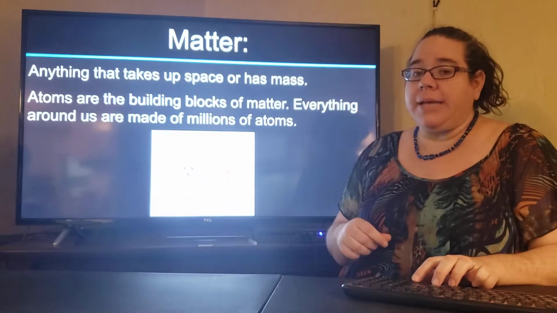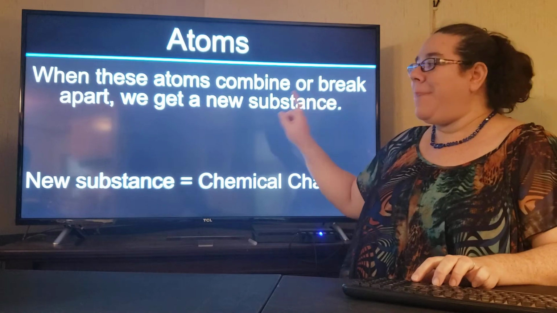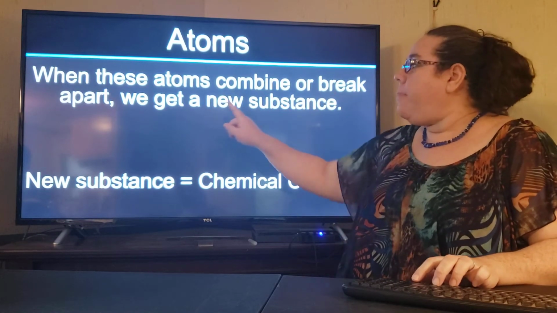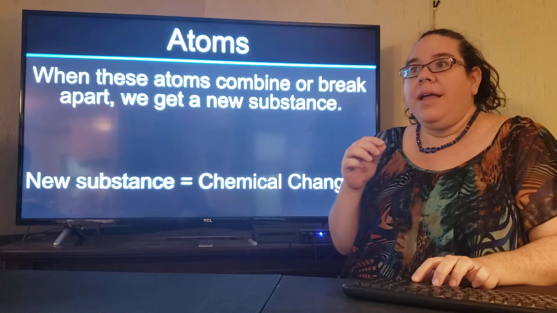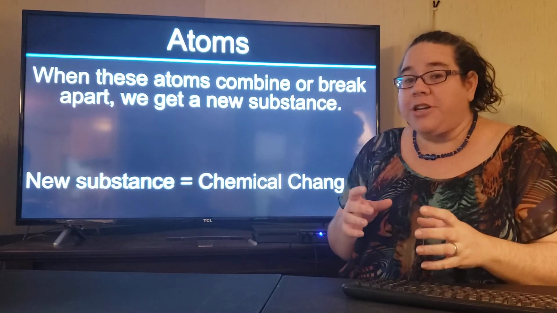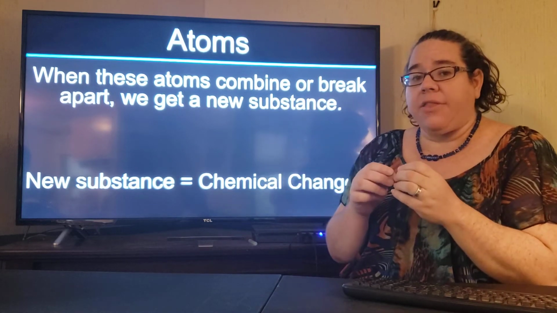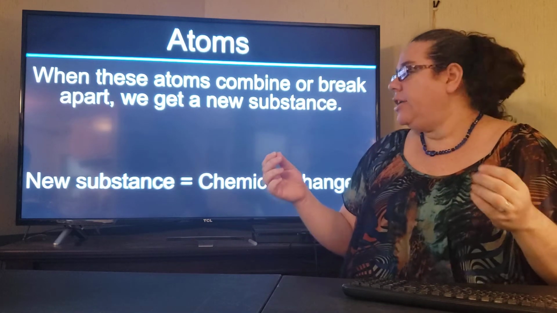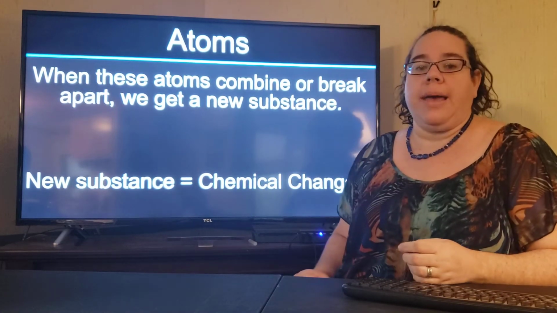The atoms are really important. When you combine or break apart these atoms, that's when you get a new substance. So, chemical reactions are actually the atoms doing something. They're either combining together or they're breaking apart. So when you have a new substance, that is going to equal a chemical change.